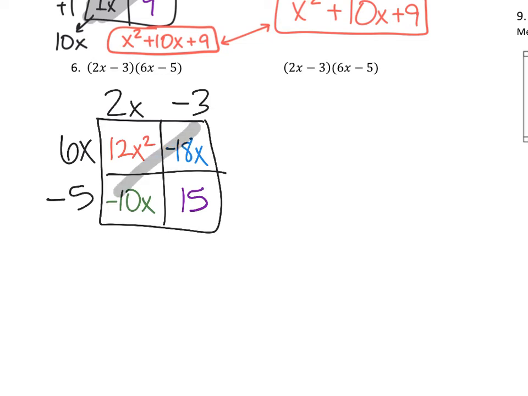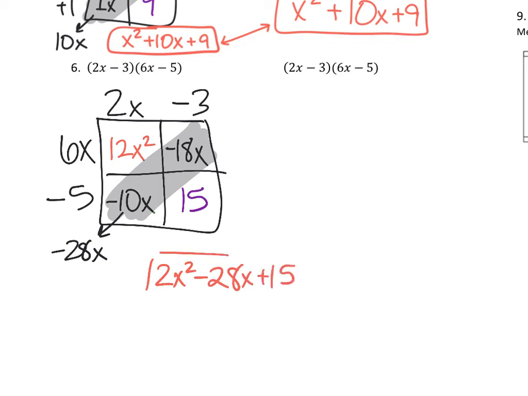On my diagonal are my like terms. What do I do with those numbers? I add them. I would get negative 28x. So once I put it all together in the correct order, it should be 12x squared minus 28x plus 15. That is correct. So those of you still working on the FOIL method, you know this is the correct answer you should get. Make sure you can FOIL it as well as Punnett square it.